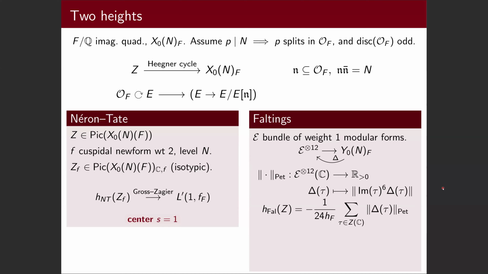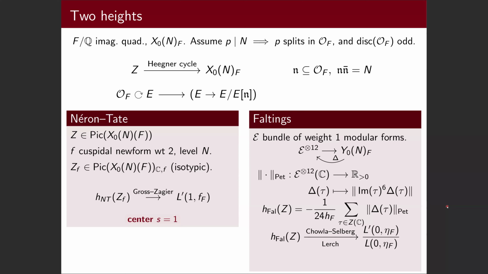To put that in a formula, the Faltings height of this cycle is, up to some constant, given by a sum over the complex points of the cycle, weighted by this interesting arithmetic function, the Ramanujan delta function. And just like in the Néron-Tate height case, this height can also be related with an L-function. It's a classical formula of Lerch and Chowla-Selberg that this is related with the log derivative of the quadratic character eta_F associated to the imaginary quadratic field.